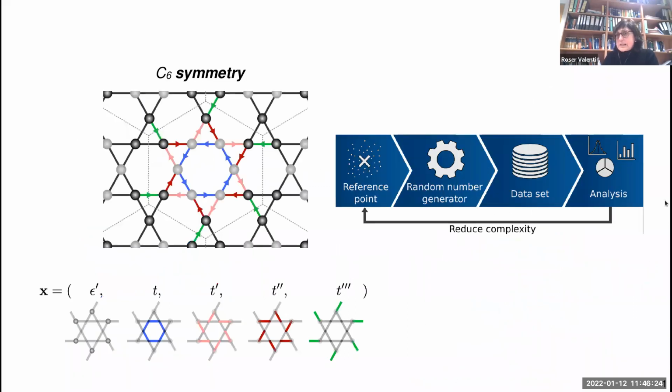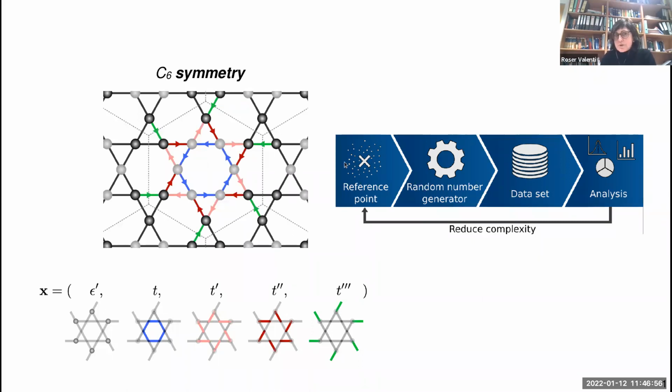So we now use this method that I was introducing to you. This is statistical learning. By basically taking a reference point, generating random numbers, generating all these samples, and then analyzing the data set. Here, for instance, if we include or consider some symmetry, this reduces the number of parameters that we may take in this analysis.